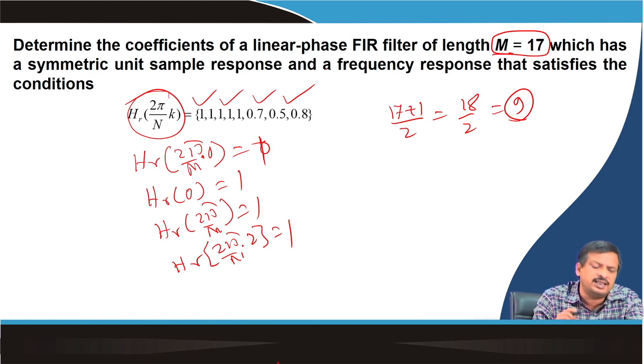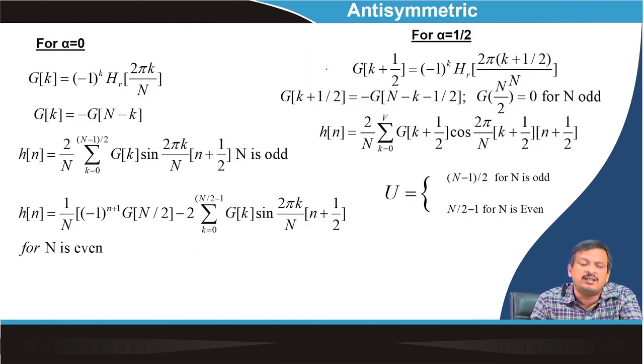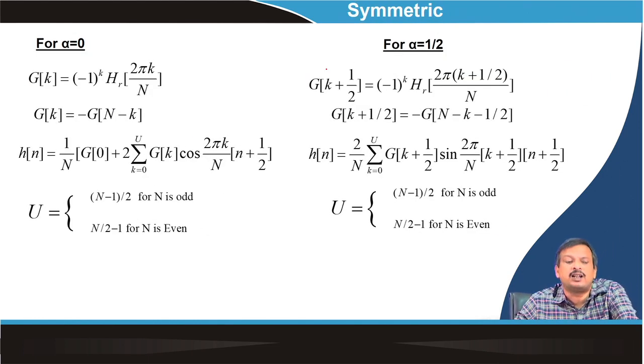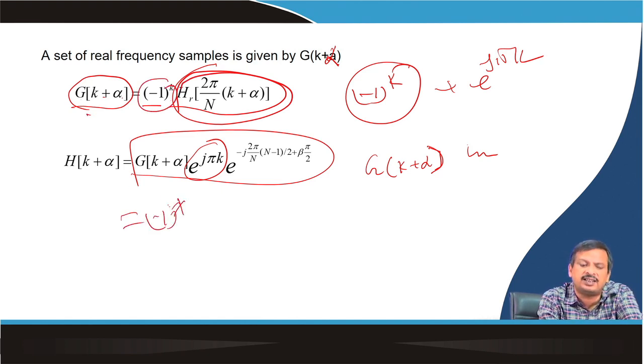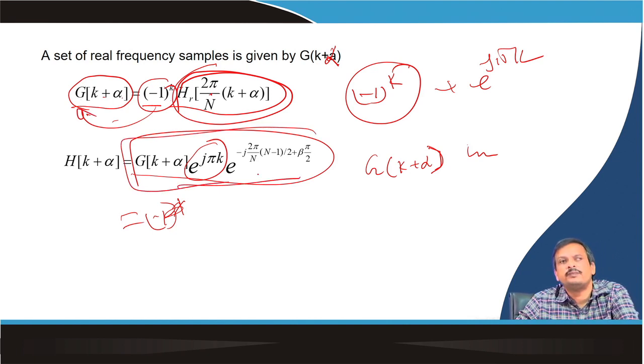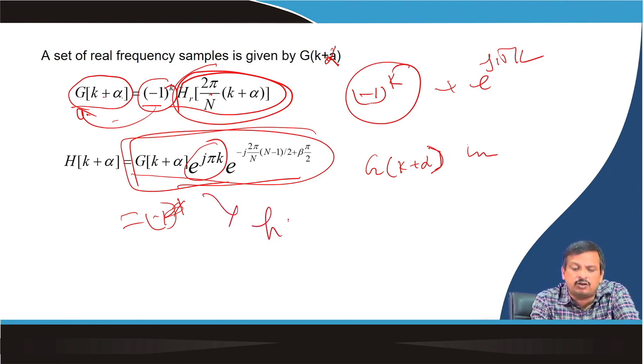So once I know this, I can implement the type 1 and type 2 filter. How? G(k) is nothing but minus 1 to the power k, or I can say minus 1 to e to the power j pi k. So this is given, I can multiply this one and I get this one.